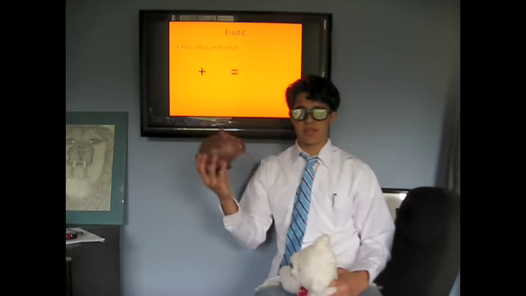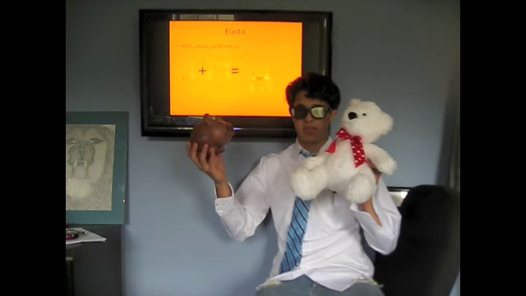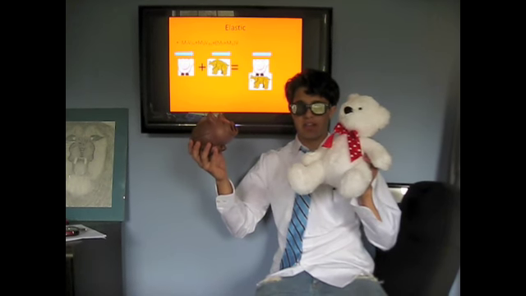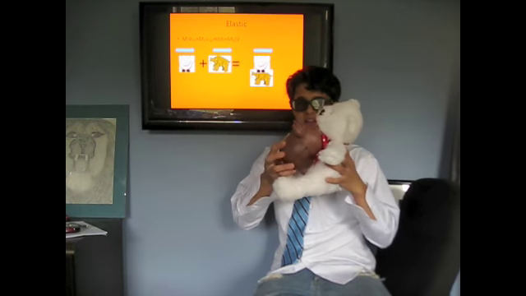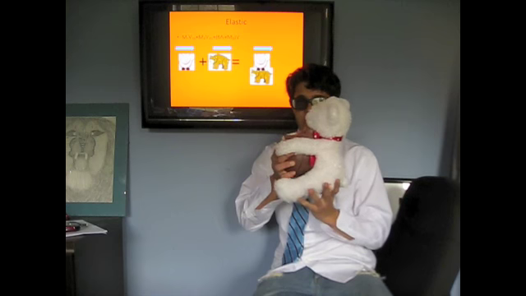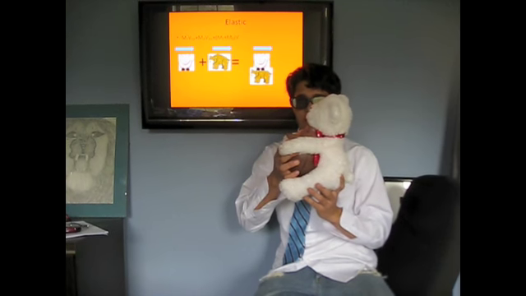For example, we have Mr. Pig and Mr. Bear. Mr. Pig has its own mass and its own velocity, and Mr. Bear has his own mass and its own velocity. When they collide, their masses are now together, and their velocity is the same, but it's different from their initial velocity.